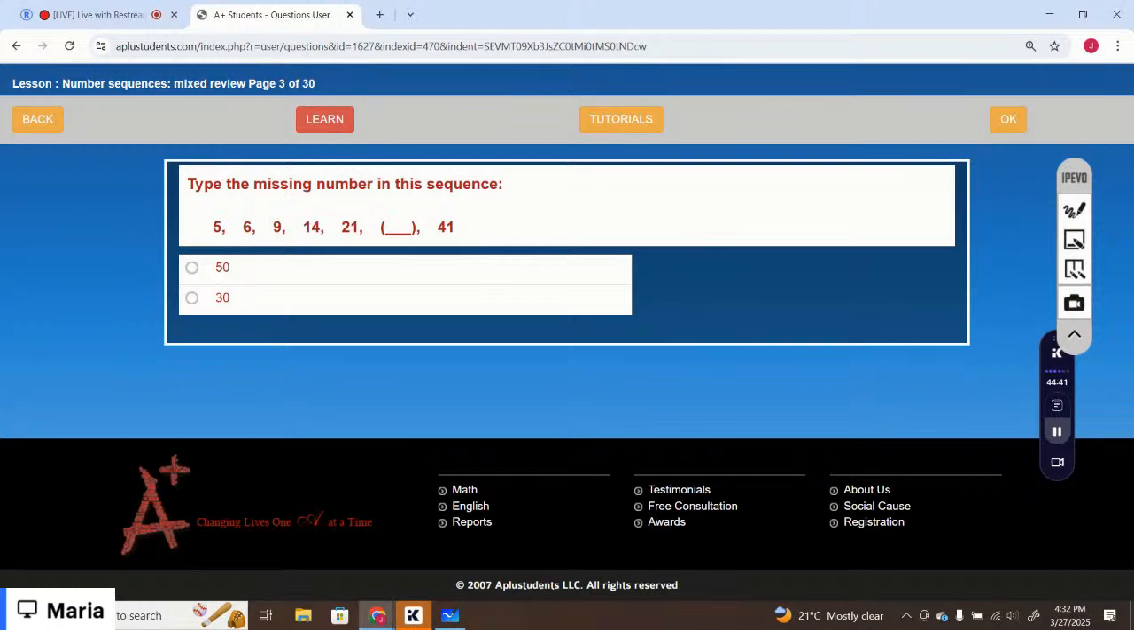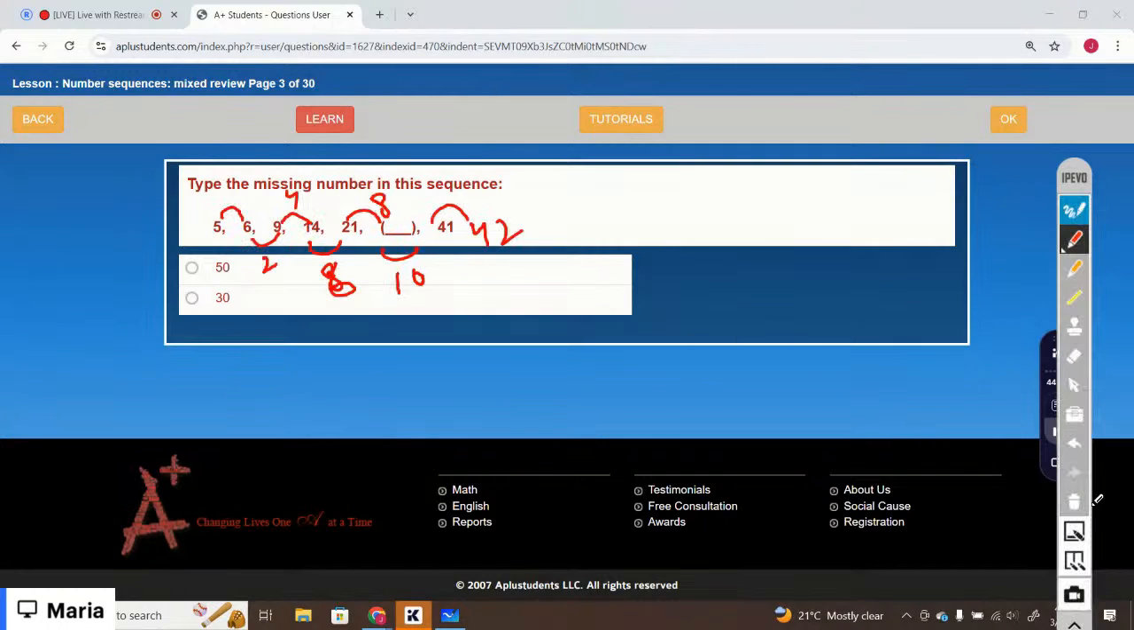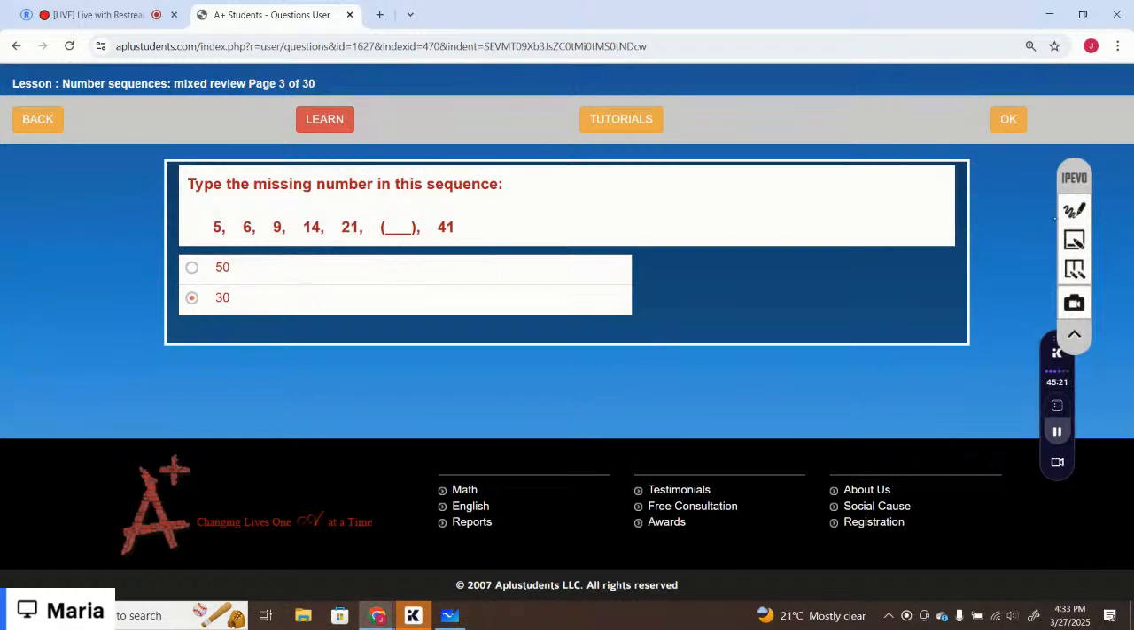Type the missing number in the sequence. 5 plus 1 is 6. 6 plus 3 is 9. 9 plus 5 is 14. 14 plus 7 is 21. 1, 3, 5, 7, 9, we need to add. 21 plus 9 is 30. The next number is 30. Option number 2 is the correct option.